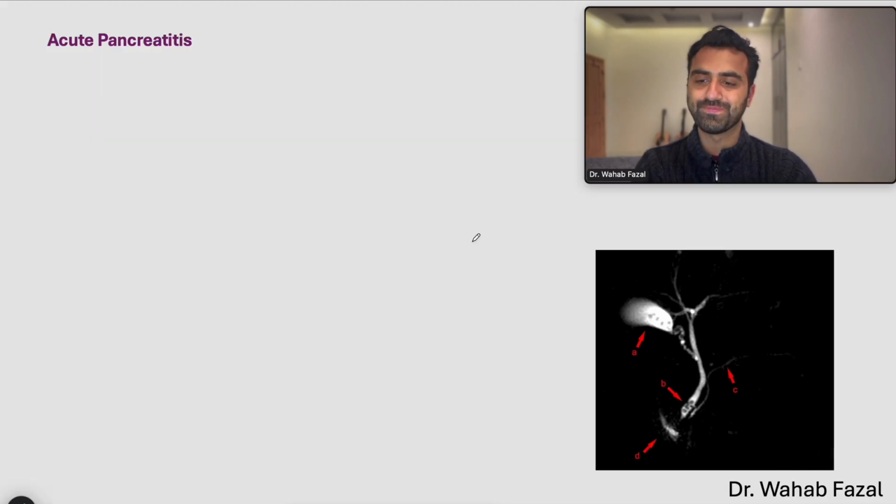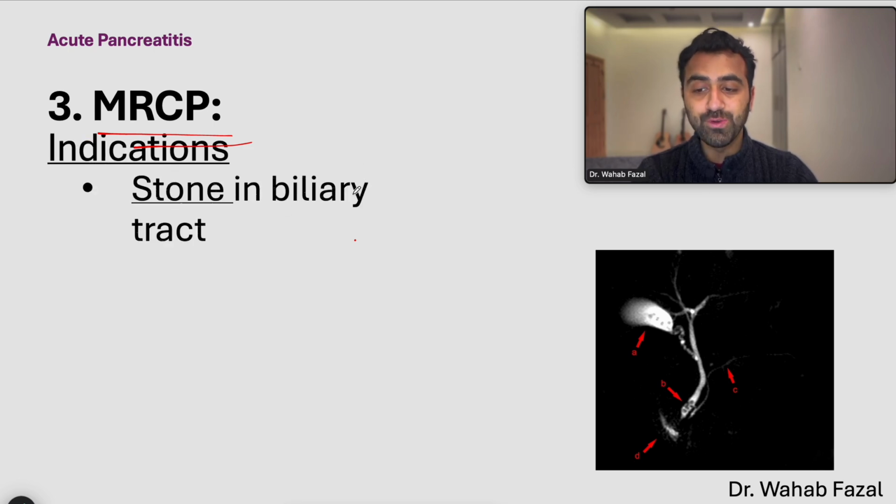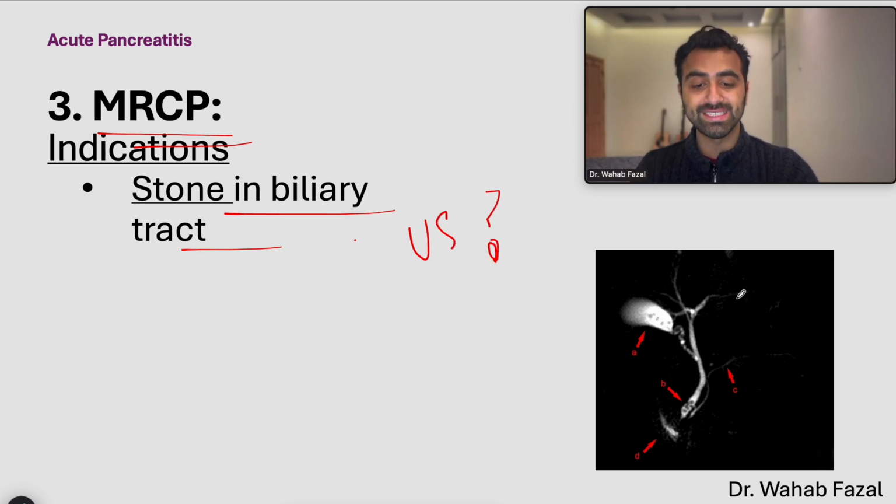The next imaging that we're going to talk about is MRCP. And when do you do MRCP? That's when you're suspecting a stone in the biliary tract, and the ultrasound was inconclusive in telling you whether this is biliary pancreatitis or not. Therefore, you do an MRCP, or magnetic resonance cholangiopancreatography. Just don't remember the very hard word.